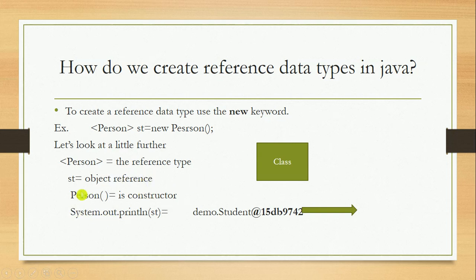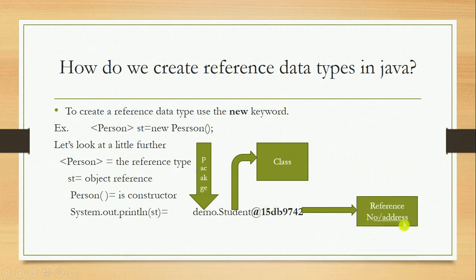And if we'd like to print out the value of this variable, then we can use this line of code, System.out.println, and the variable. And then it will give us this result. Let's see each section of this result. The first section is the package, and the next section is the class, and this is the reference or the address.